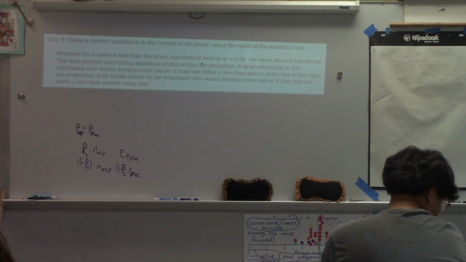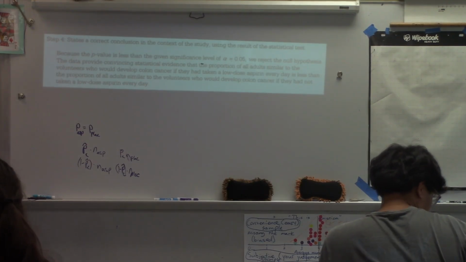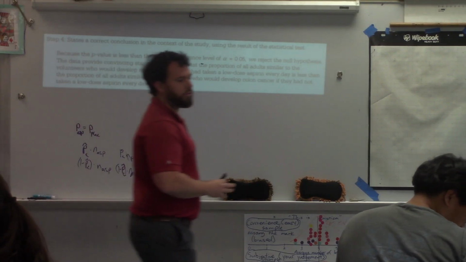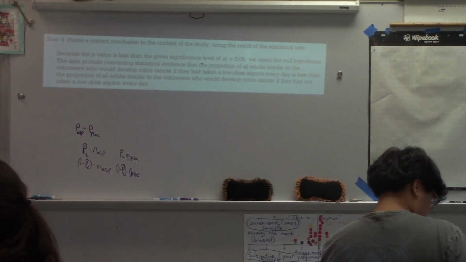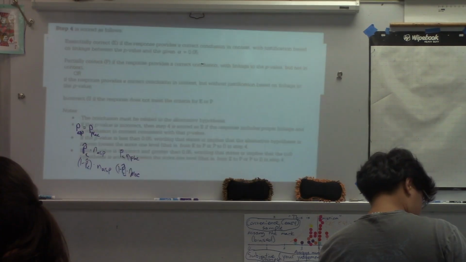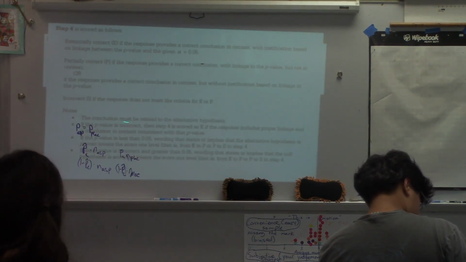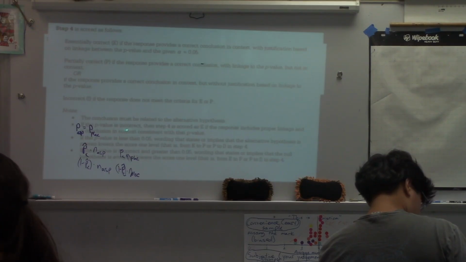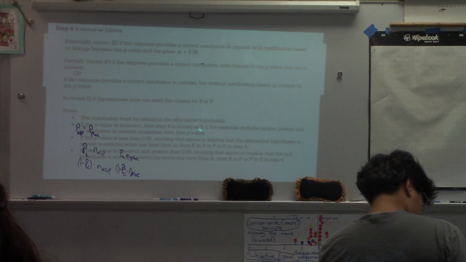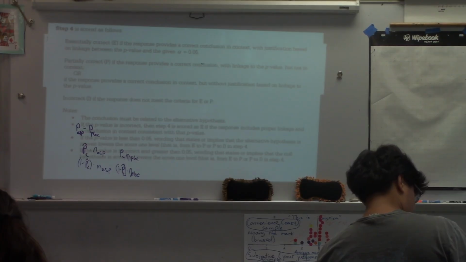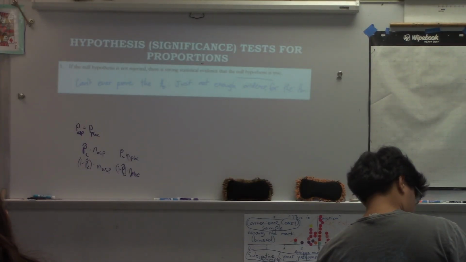So I don't care what happens earlier on, everyone should be able to get the conclusion portion because we're at least making up a p-value. Notice it even says the conclusion must be related to the alternative hypothesis. If the p-value is incorrect, then step 4 is scored as E if the response includes proper linkage and a conclusion in context consistent with the p-value. So pay attention to those details. Yeah, that's all I wanted to say there. We're going to look at this in a second.